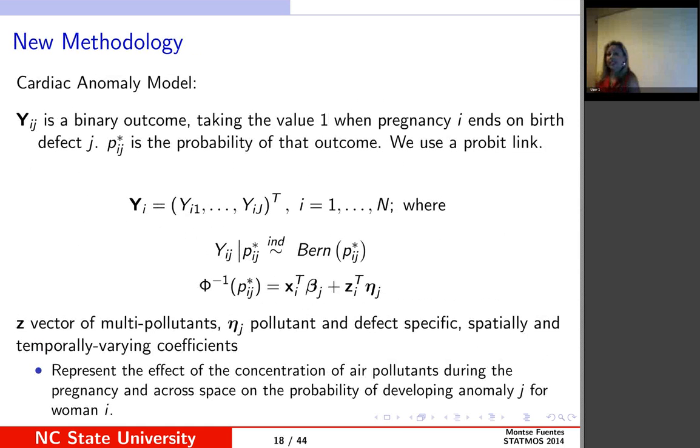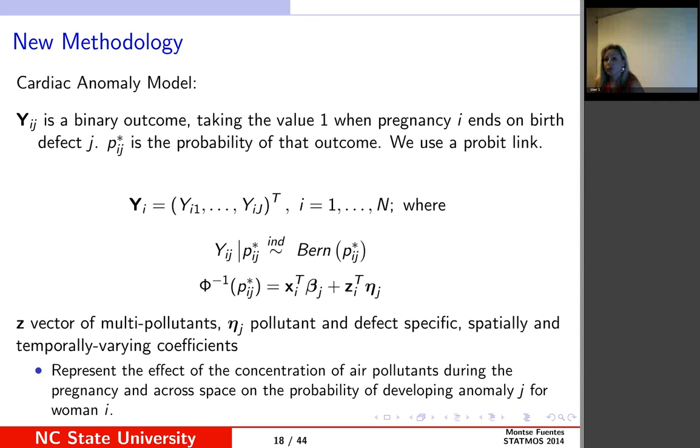Okay, so with that in mind, in the first attempt to write a model here to study this type of association, if we look at the type of outcome that we have, it's a binary outcome. It would take the value of 1 when a pregnancy ends in a birth defect. So we call Y_ij the outcome of interest, where Y represents pregnancy i, the mother i, and j the particular birth defect of interest, taking into consideration that we want to model simultaneously the different birth defects as well as the different locations of interest for these mothers.